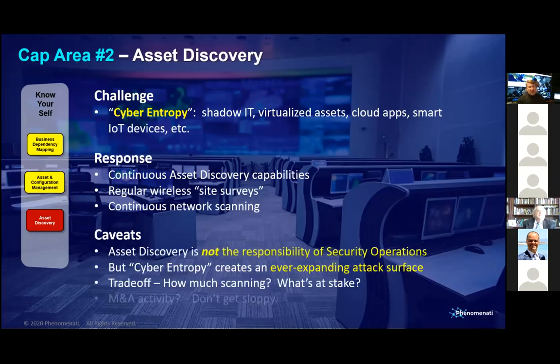A couple of serious caveats here. This is also not the responsibility of security operations. Sometimes it falls within our domain. More often it falls within the IT domain. Could be we're fully embedded into the IT department, but we've got to do this continuous discovery. Or there's this ever-expanding attack surface we can't get our arms around.